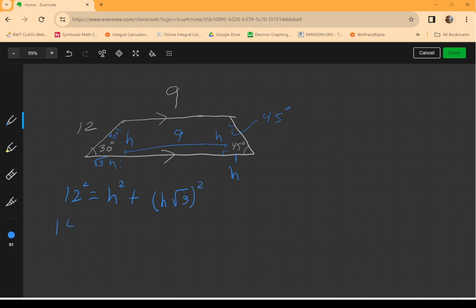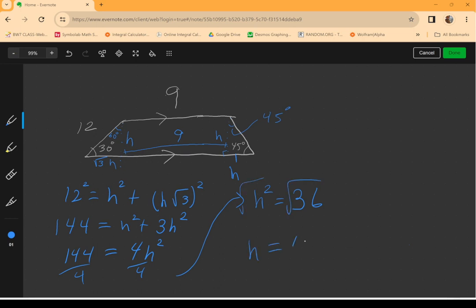When I simplify this, we get 12 squared is 144, and here we have h squared, and squaring √3 gives me 3h squared. So we get 144 is equal to 4h squared. Okay, so now I'll divide both sides by 4, and we get h squared equal to 144 divided by 4, which is 36. Okay, and then we take the root of both sides, and we get h to be 6.